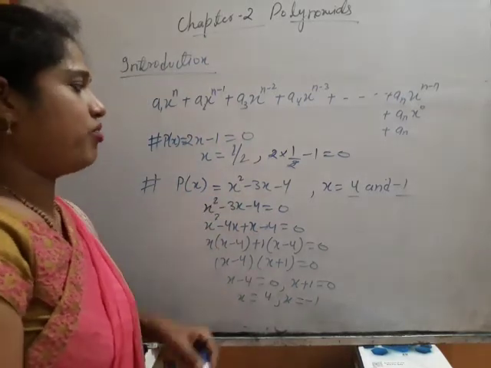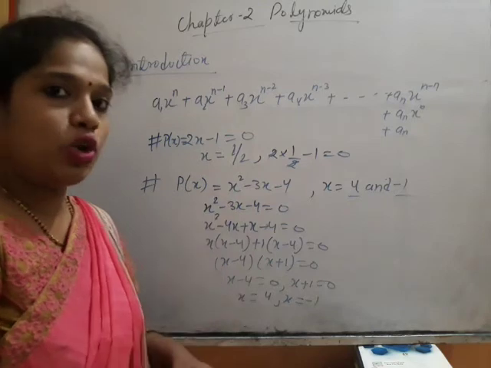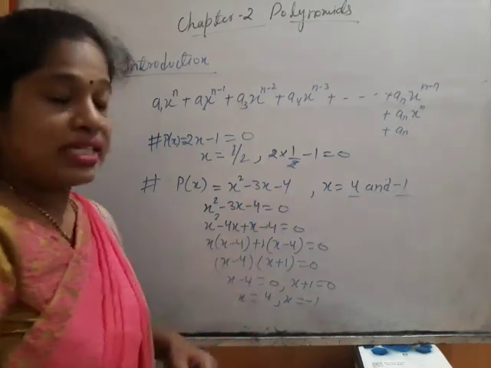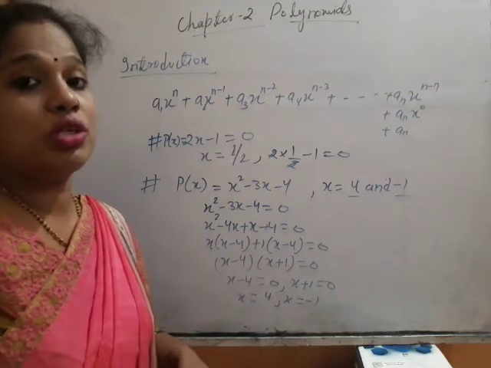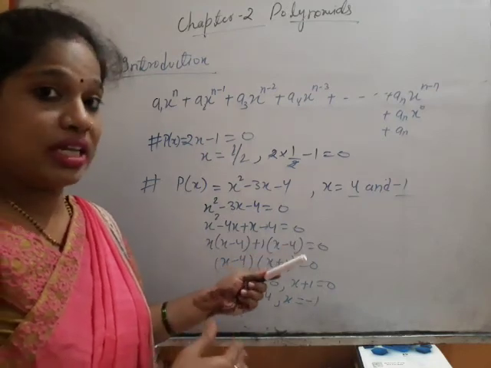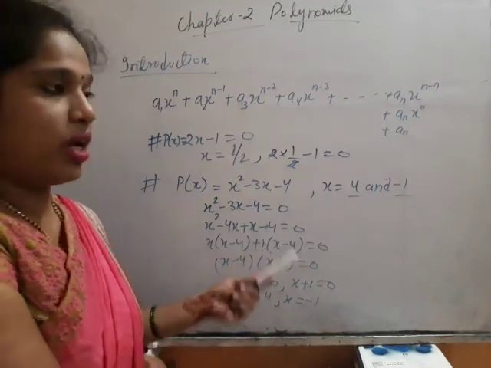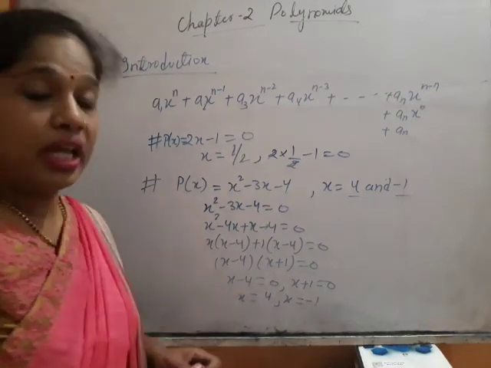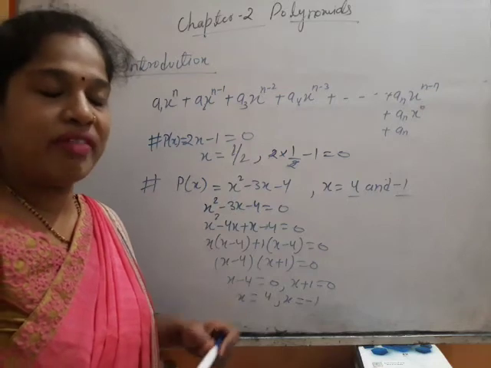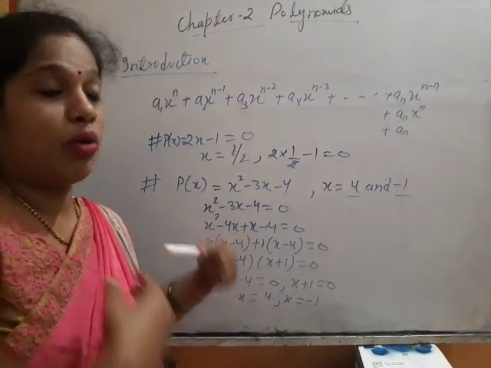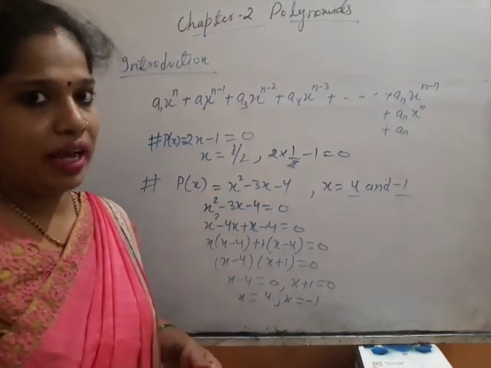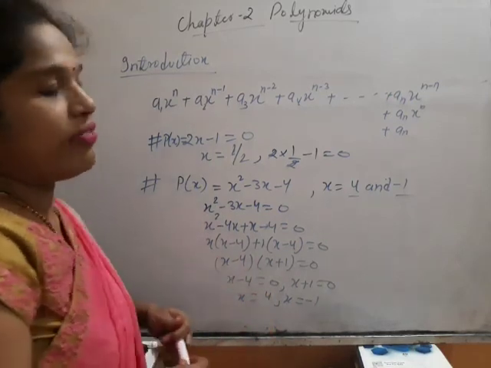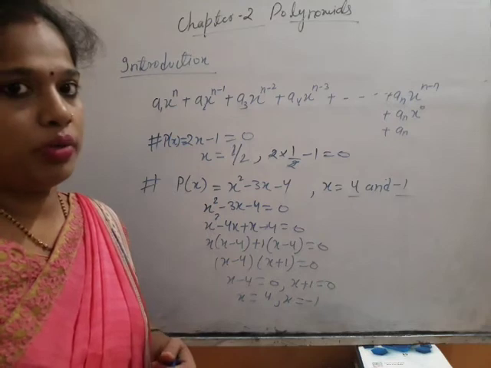So here we have two values of the variable, that means the two zeros we have. You can say variables, zeros, values, or roots. How we can say these roots, that we will discuss in this chapter only. Then if the polynomial is of degree 3, how many zeros of the polynomial will we have? 3, right? So in this way we find the zeros of the polynomial.